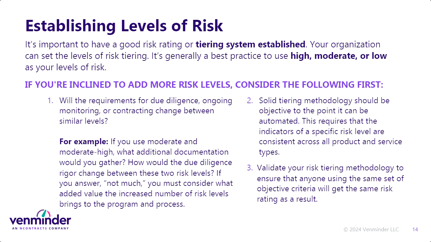Second, a tiering methodology should be objective to the point where you can automate it. And that's going to be quite a bit easier with only 3 levels versus 5 or more. And finally, it's important to validate your risk tiering methodology to make sure that anyone using it will get the same risk rating as a result. And the more levels you have, the more likely that you'll get inconsistent results.